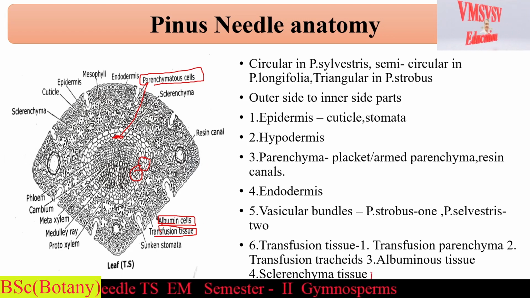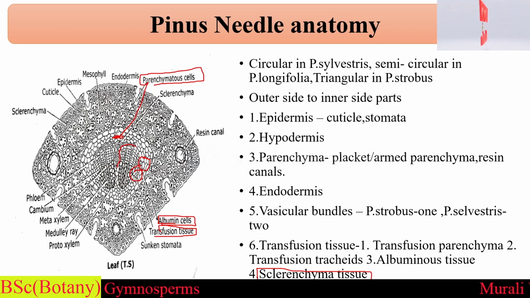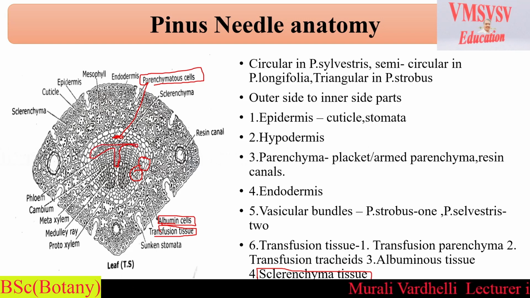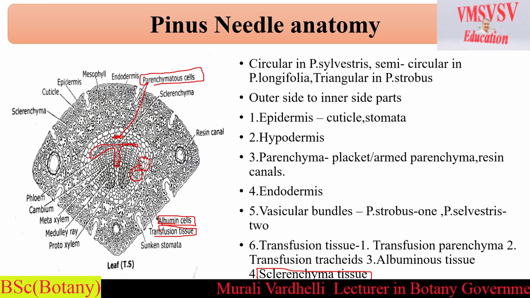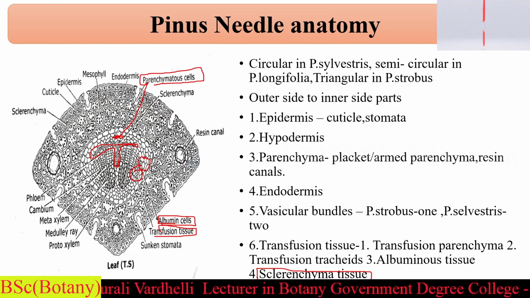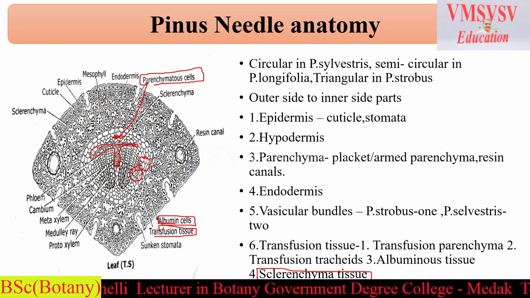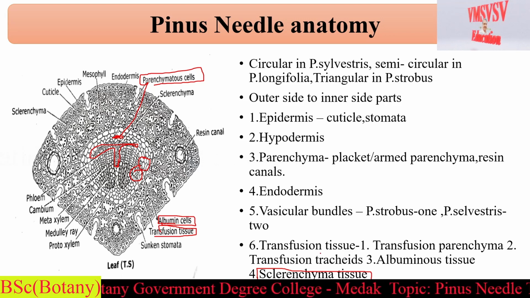Next, the fourth type of tissue in the transfusion tissue is sclerenchymatous tissue. This sclerenchymatous tissue is made in a T shape on the vascular bundles. You can see this one is the T shape. It is the T shape of the vascular bundle. That tissue part is called sclerenchymatous tissue.